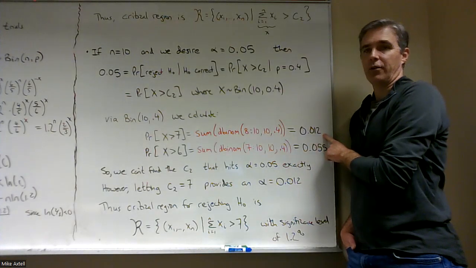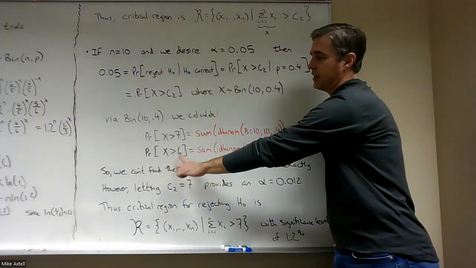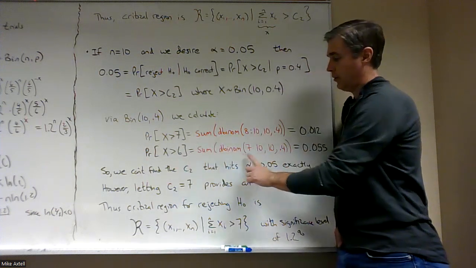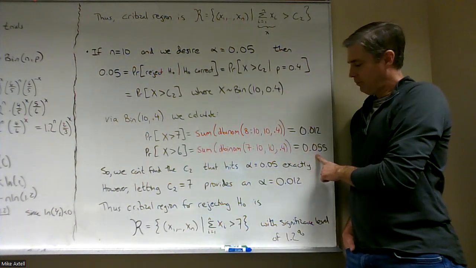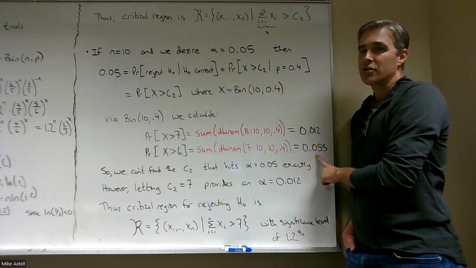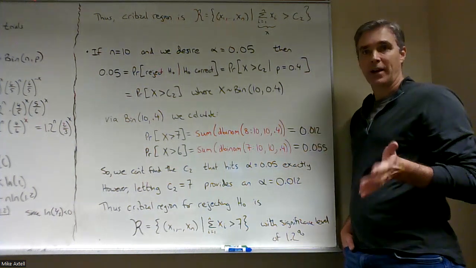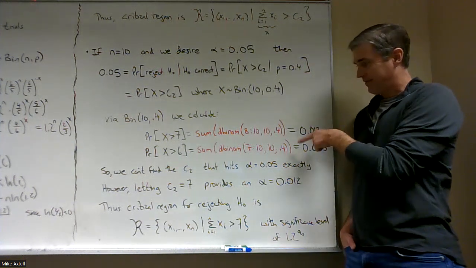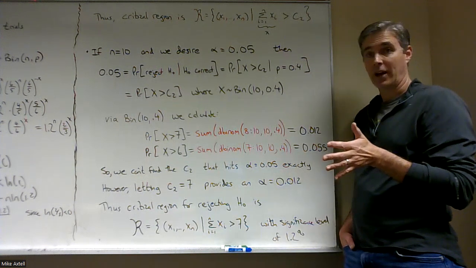That's nowhere close to 0.05. So I'm thinking, okay, well, I guessed too high. So let's now guess that C2 is actually 6. Run through the same computation. Okay, and now I get 0.055, which is larger than my desired alpha of 0.05. But because binomial is discrete, these are my only two choices if I want to be around 0.05, okay?